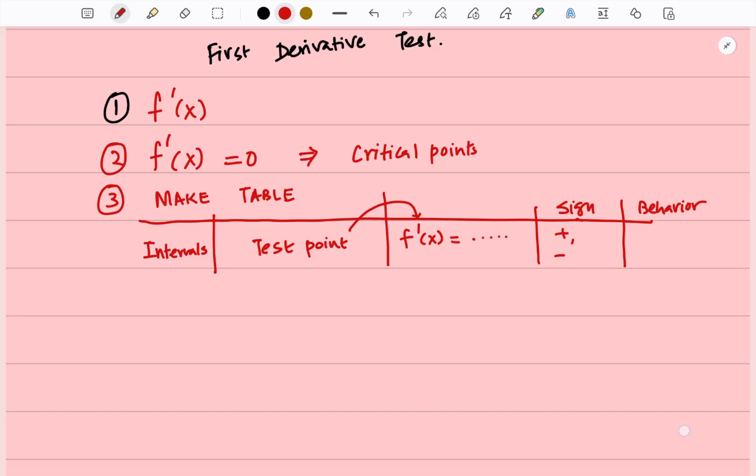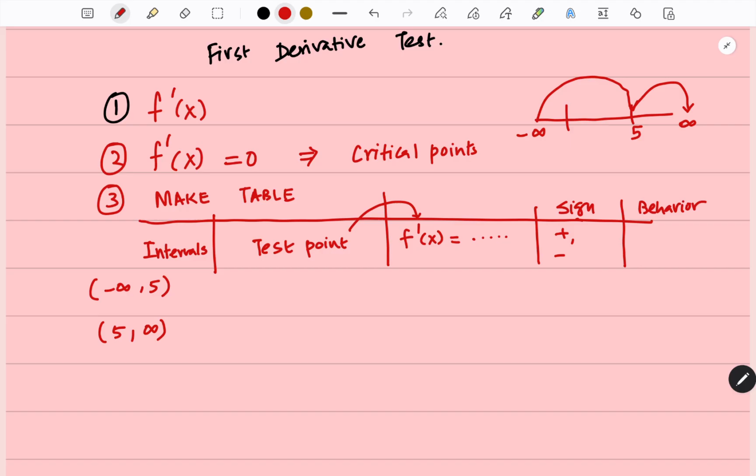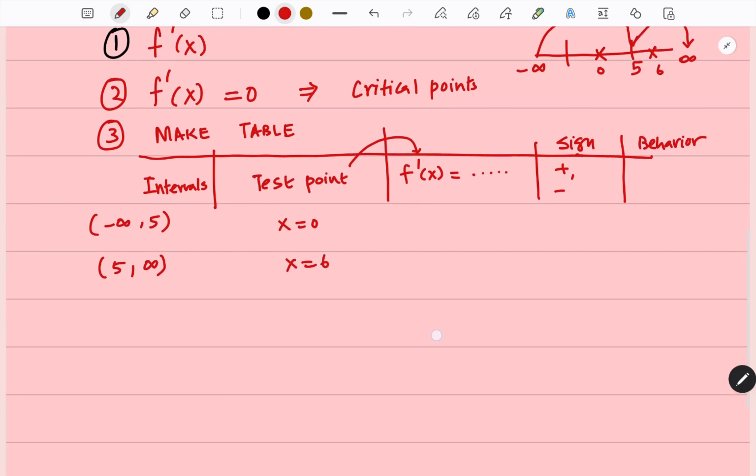For example, suppose I get a critical point as number 5. And what are the intervals you need to take? Here is minus infinity, here is plus infinity. So you take the interval from minus infinity to 5, and then the next interval is 5 to infinity. These are the things you have to take. For test points, you can take an easy point 0, and an easy point 6. So x is equal to 0, x is equal to 6.